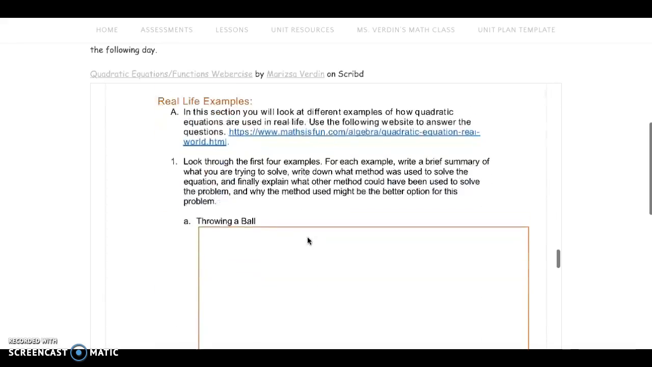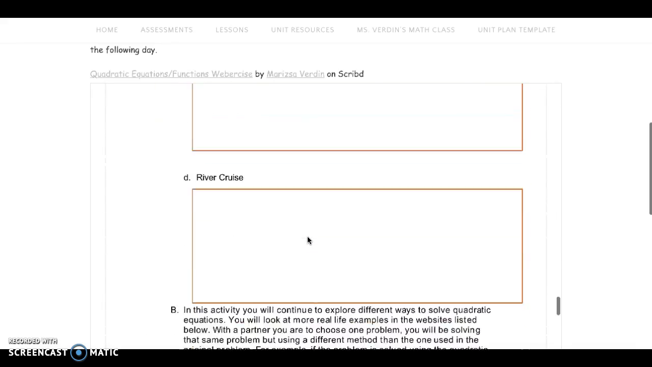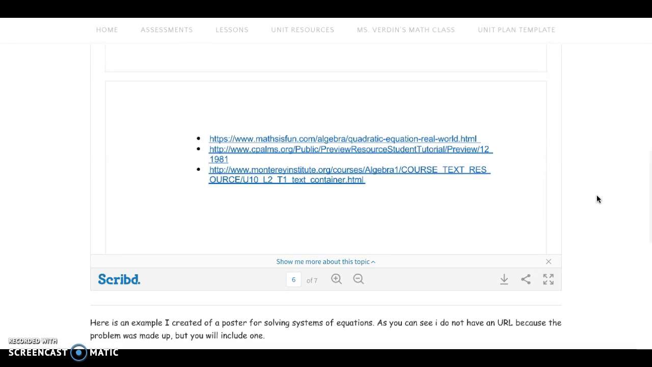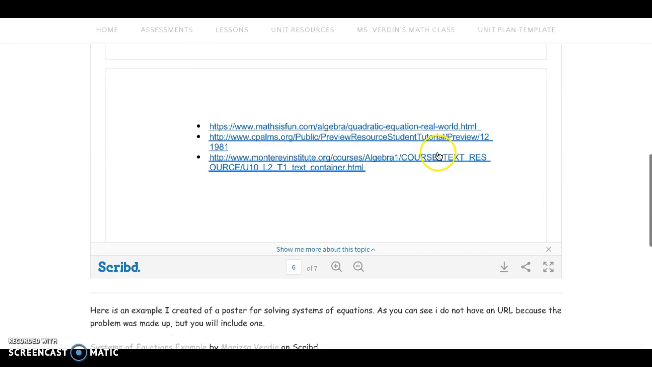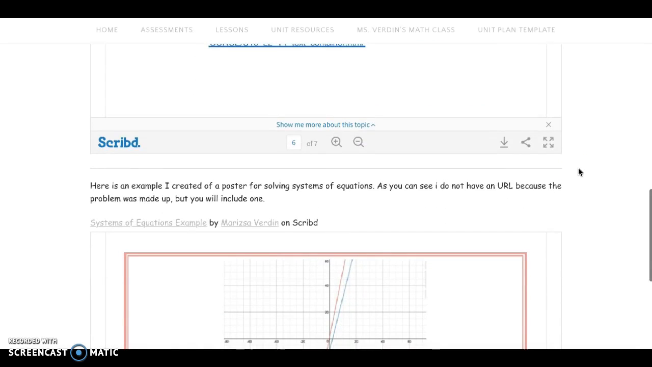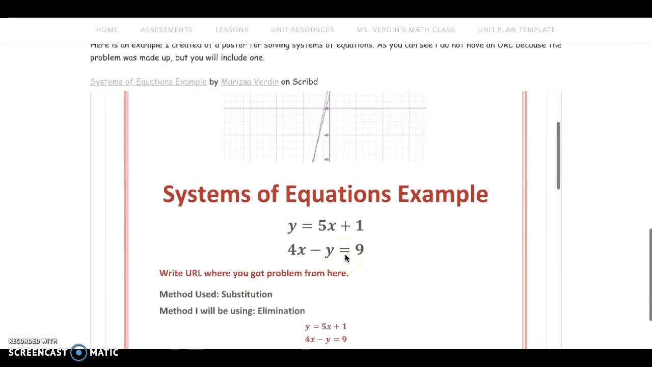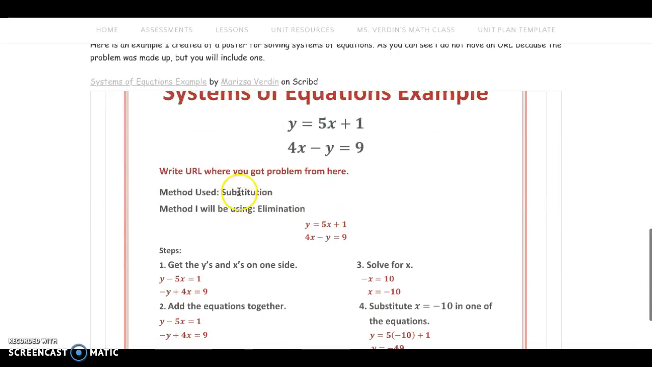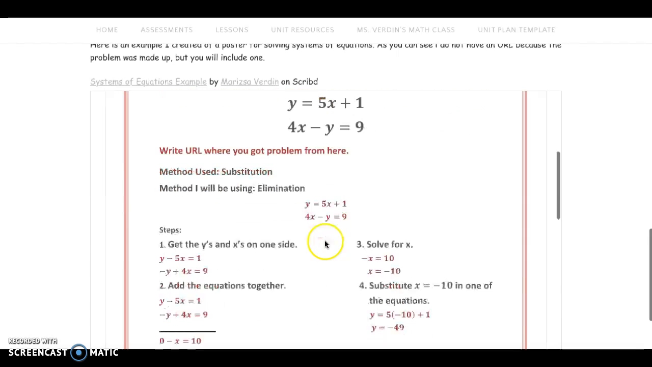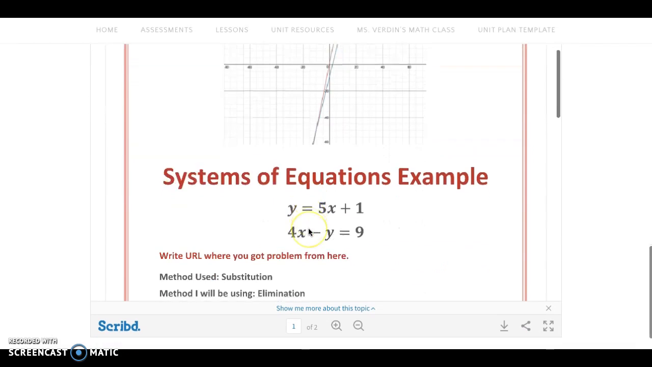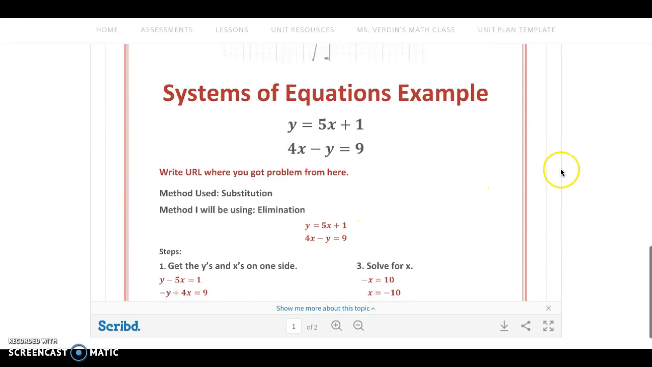Now they do have a project that goes along with this website, which is they would explore these websites and find a real-life problem that uses quadratic equations to solve it, and they will create a poster, which they would just write the problem, the graph of the problem, and the method that they would use and how they solve that problem. And I did an example with solving systems of equations, so just to give them an idea of how their poster can be set up.